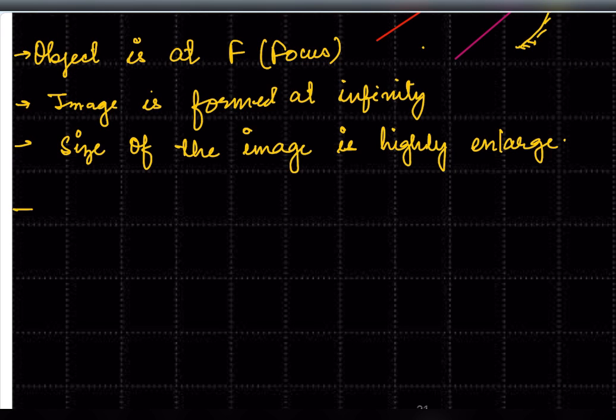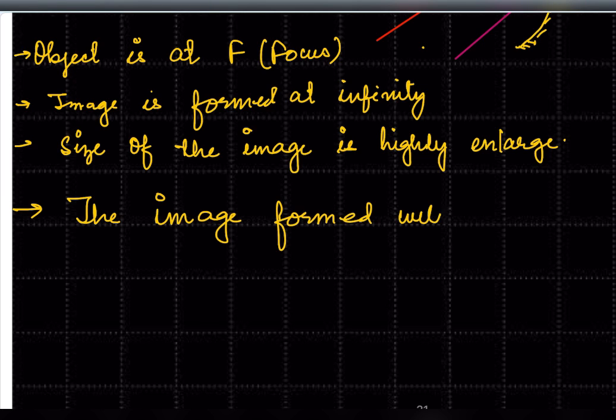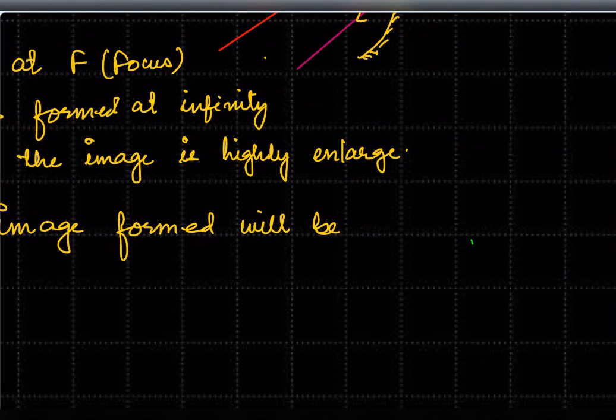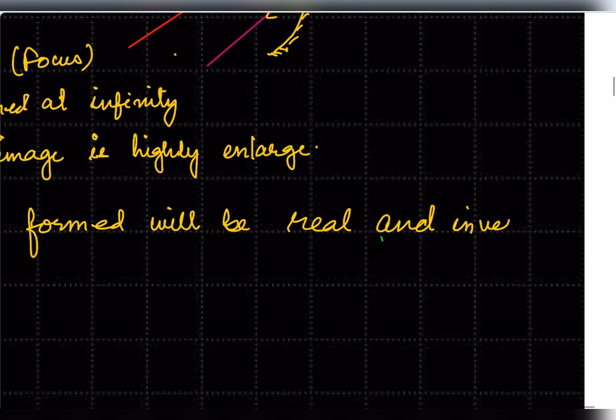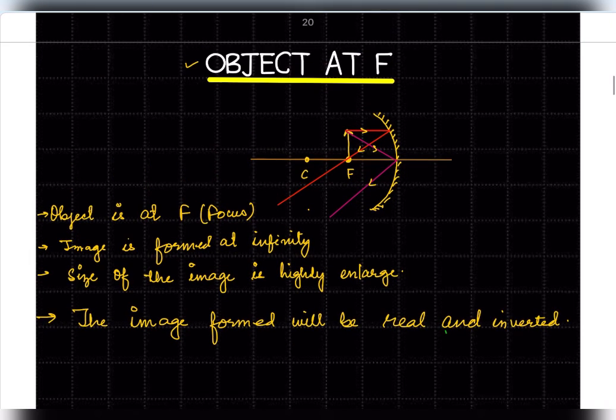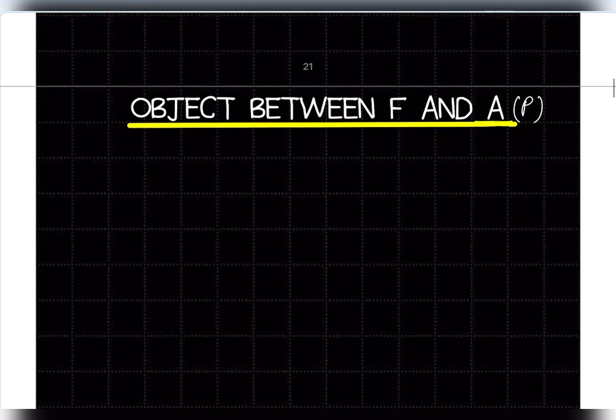The image formed will be real and inverted. Got my point? Object at F. I hope you understood this one.